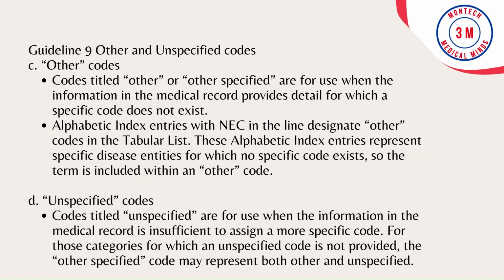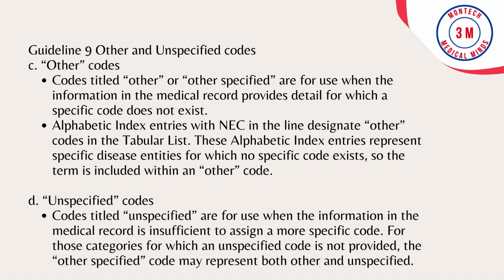Guideline 9: Other and unspecified codes. C. Other codes. Codes titled Other or Other Specified are for use when the information in the medical record provides detail for which a specific code does not exist. Alphabetic index entries with NEC in the line designate other codes in the tabular list. These alphabetic index entries represent specific disease entities for which no specific code exists, so the term is included within an other code.